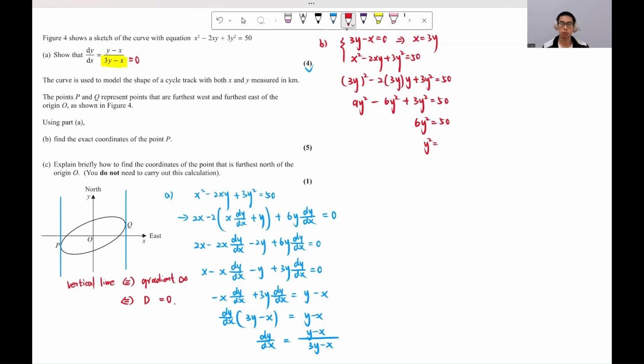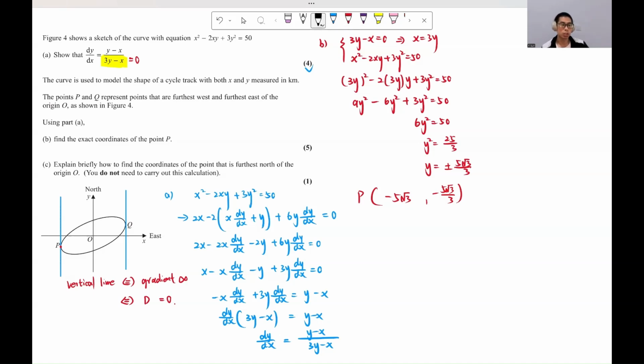So then y squared equal to 25 over 3, and then square rooted. So y should be equal to plus or minus the square root of 25 over 3, which is 5 root 3 over 3. Since they want us to work out point P, clearly P is in the third quadrant, so both x and y should be negative. So for point P, the y value should be negative 5 root 3 over 3, and then x equal to 3y. So if we times the y value by 3, clearly it's negative 5 root 3. So that would be the coordinates of P. So then part B is done.